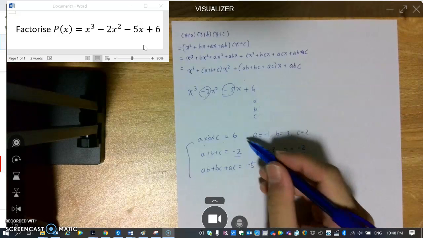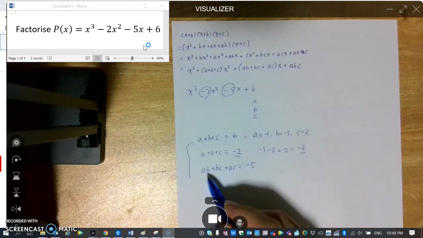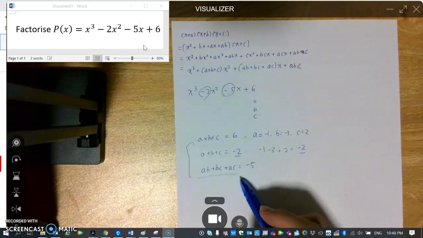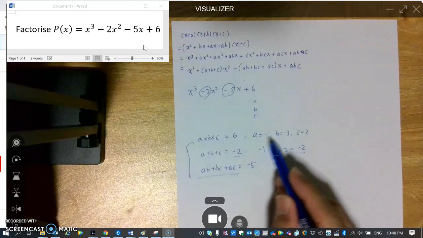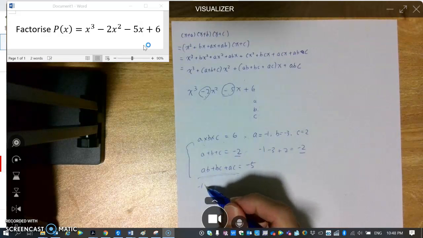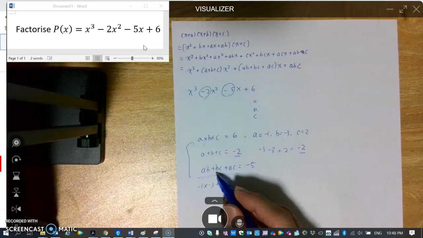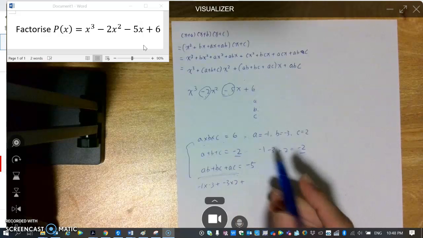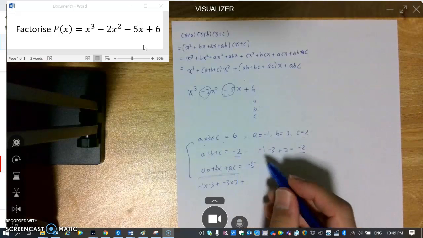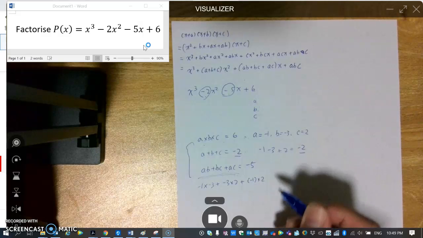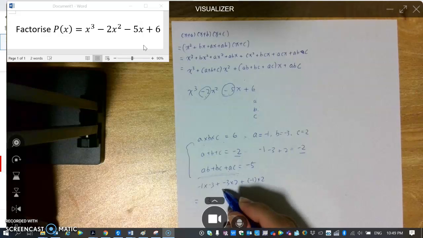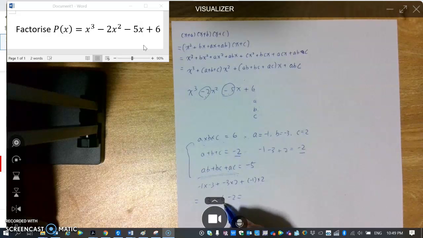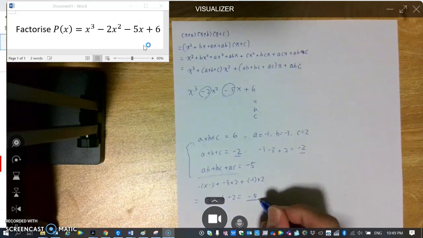Now, usually when you get these two working, 99.9% of the time, this will have to work. I'm not saying it always works, but chances are these have to work. But let's just check in case. A times b, we have -1 times -3, plus b times c, -3 times 2, plus a times c, -1 times 2. This is 3 minus 6 minus 2, which is 3 minus 6 is -3, minus 2 is -5, which is what we need.